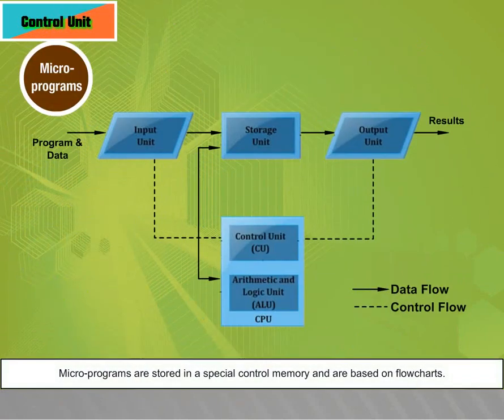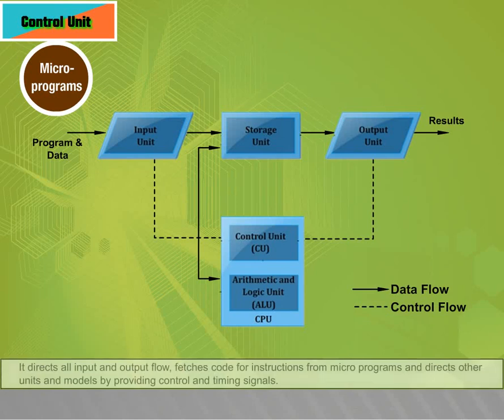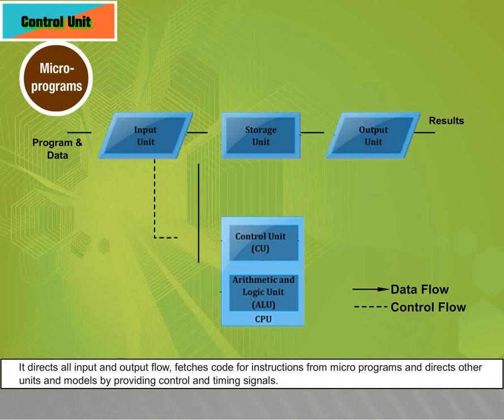Microprograms. Microprograms are stored in a special control memory and are based on flowcharts. It directs all input and output flow, fetches code for instructions from microprograms, and directs other units and models by providing control and timing signals.